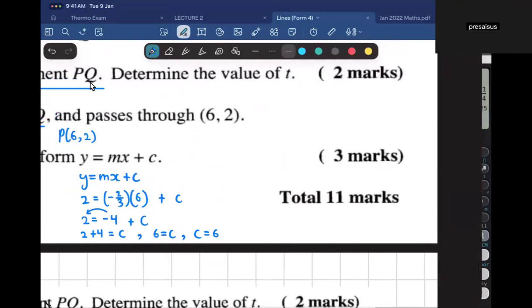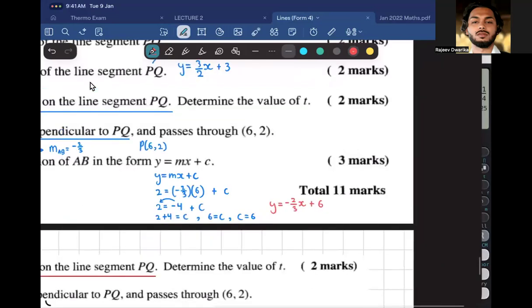The final equation would be y equals negative 2 over 3 x plus 6. Right.